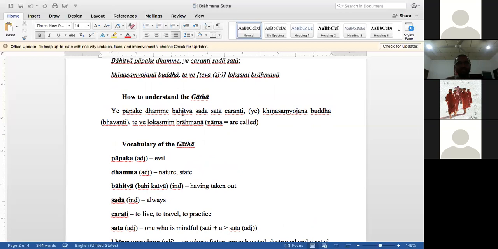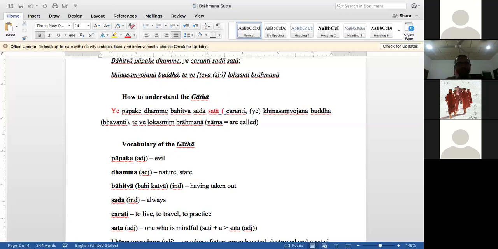So Ye Papake Dhamme Bahitva Sada Sata Charanti: who, having removed the evil deeds, wander, being mindful always. Here also Sata is nominative plural, and Ye is also nominative plural. Ye and Sata are nominative plural nouns. This means the subject Ye has become mindful. They wander, being mindful.